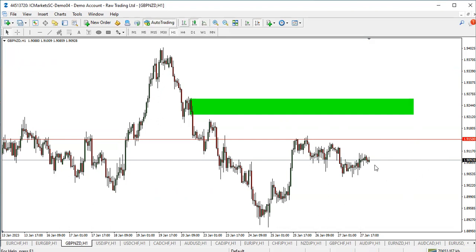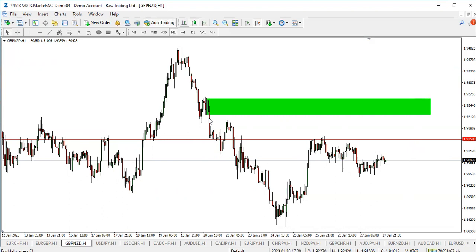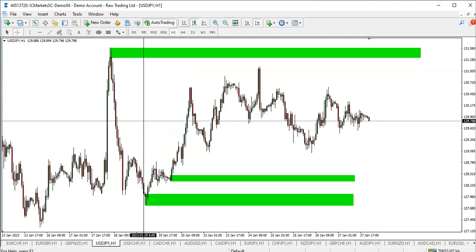Yours is to wait for the market to break this area, fill this asymmetric zone here, and trade into this swing point. And you look for an area to sell. You look for a valid entry for your sell. Next one.